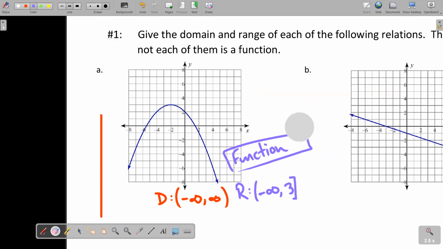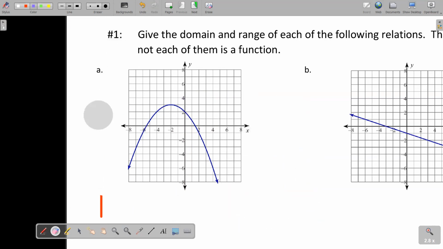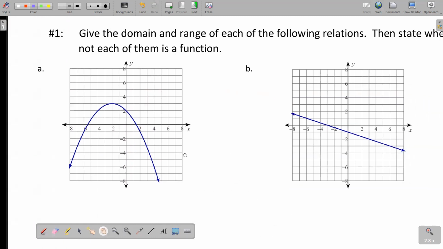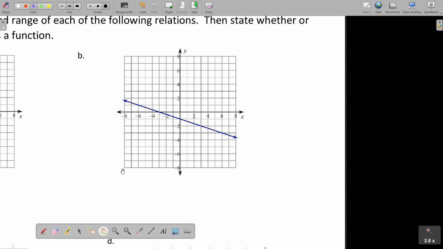Question number, well, letter B, I suppose. Same idea here. When I scan it with a vertical line, I scan looking at the x coordinates. I see that it goes forever to the left and forever to the right. So my domain should be all, well, I'm not going to say it that way. The domain is negative infinity to positive infinity. And the range is the same thing because this graph goes forever to the low. So it never starts or stops at the bottom. And it also goes forever to the high. Those arrowheads that you see on your test are indicative of that foreverness. So it should also go from negative infinity to positive infinity. And yes, it is a function.